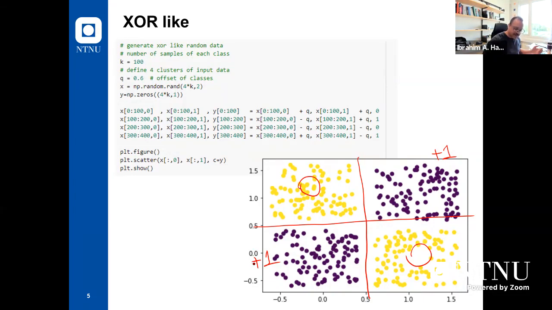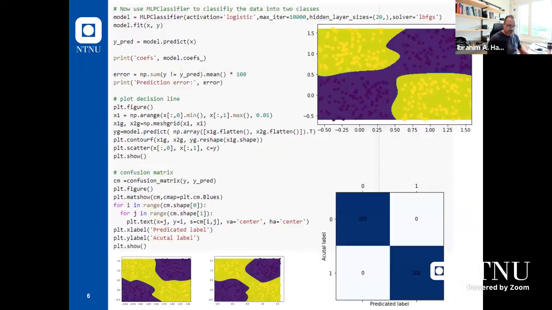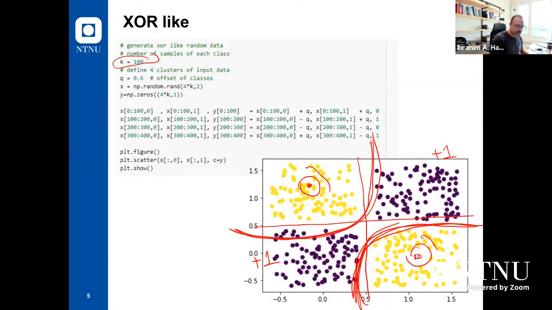Maybe I need something more complex, right? So maybe I need to find something curvy like this one. Now it's more difficult, right? So now we need to find something more complex. So we need to make our model more complex, right? So I will generate those data points using this part here. I'm just generating each class consisting of 100 points. And this is the offset of classes, or just the distance if I need to have a gap between the classes, and I'm generating it. And after that, I will use the MLP classifier also from Sklearn.